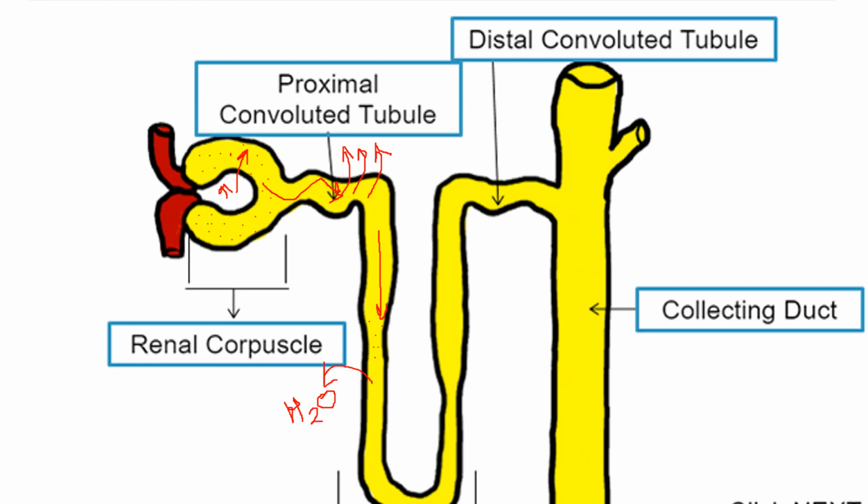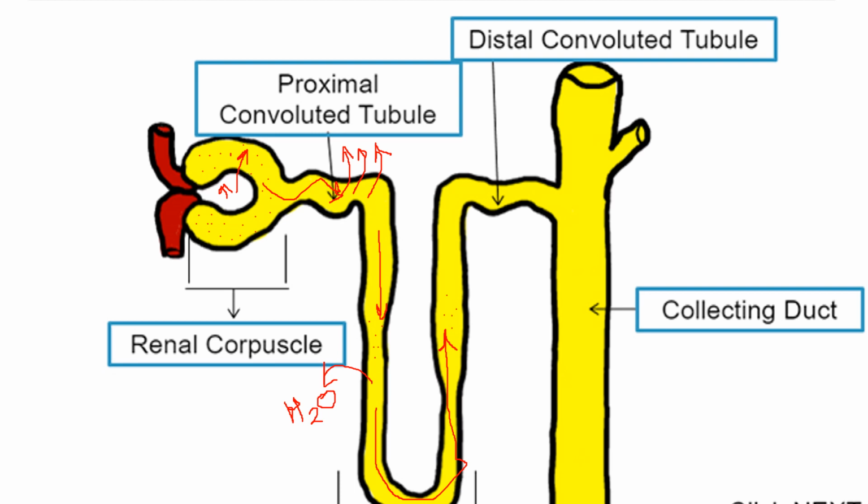Means now the filtrate passing through this loop of Henle and moving into the ascending loop of Henle, the portion of the ascending loop of Henle does not contain water. The high amount of water which our body needs is reabsorbed in the descending loop of Henle. Now the filtrate contains here only salts.